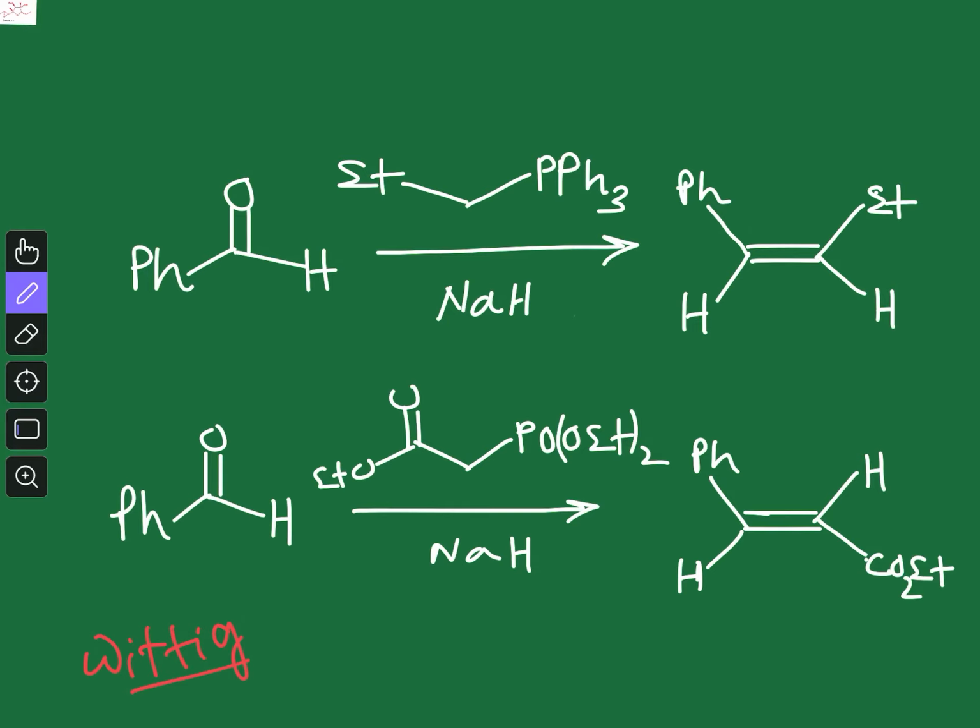If you use this kind of ylide where there is no stabilizing group, from here if you add sodium hydride, you will generate a negative charge over here. Actually there should be a positive charge, I forgot that. So when you add sodium hydride, you will generate a negative charge, and this is the ylide. In this case the ylide we can write like this.